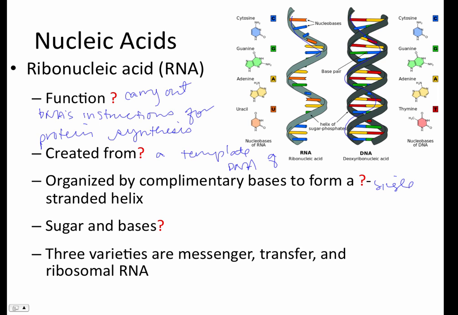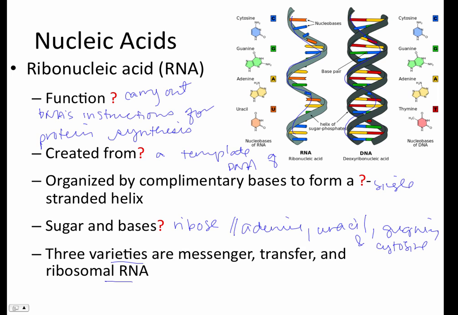So here we notice one strand. What are the sugars? Sugars, we have ribose. And the bases we have differ. We have adenine, uracil, guanine, and cytosine. Okay. And there's 3 different types. They're all going to coordinate their efforts in order for us to duplicate our DNA to form our protein.